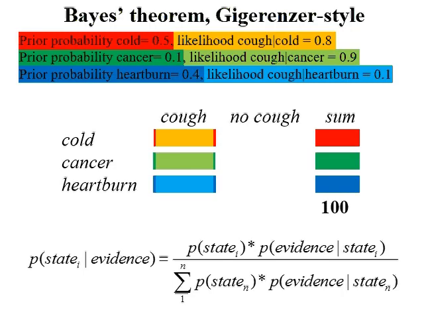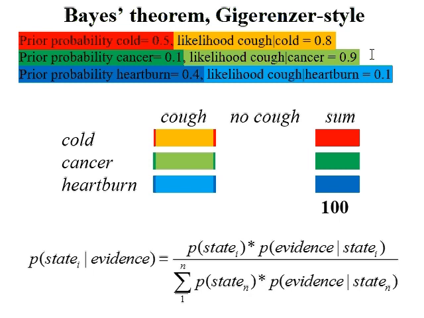So, let's look at a calculation of Bayes' theorem the way Gigerenzer calculates it. Imagine that you see someone who's coughing, and the possible reasons for the cough could be a cold, cancer, or heartburn, that is indigestion. And you have the following likelihoods. The likelihood of coughing given that you have a cold is 0.8. So out of every 10 people who have a cold, 8 of them cough.